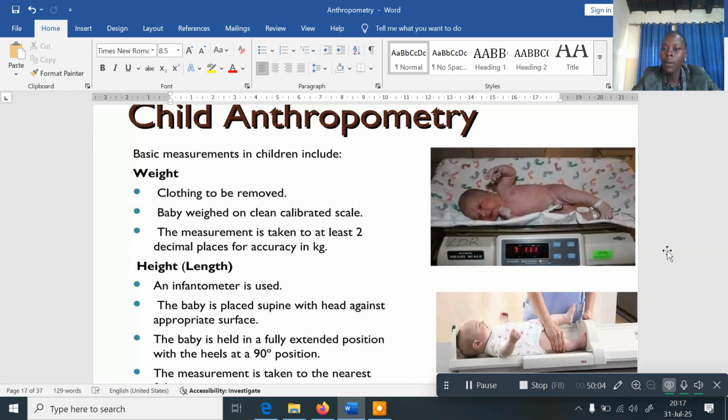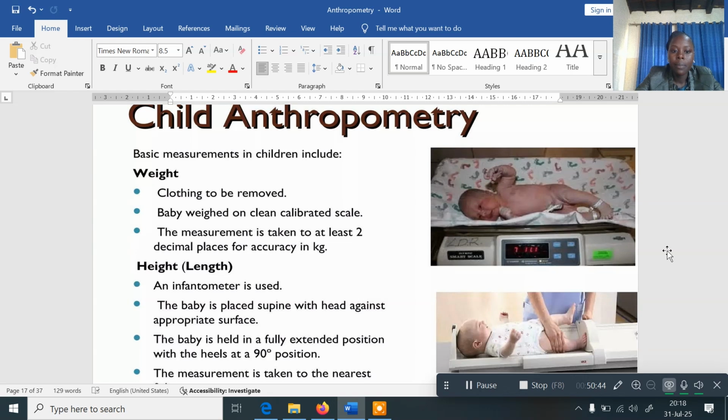And before weighing, you're supposed to first make sure that the pan is very clean, and then you put at least a sheet on which you will place the baby as you're measuring. After calibrating the machine to 0, you put the sheet and first weigh that sheet. Then you can now put the baby, and you get the total weight of the sheet and the baby, and then you subtract the weight of the sheet in order to get the accurate weight of your baby alone.